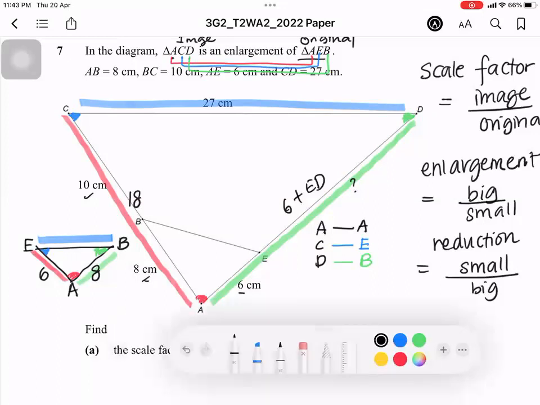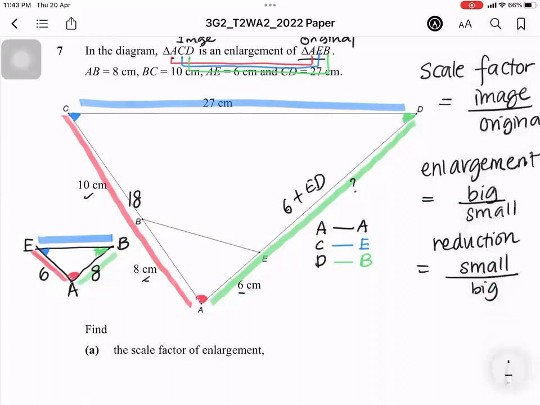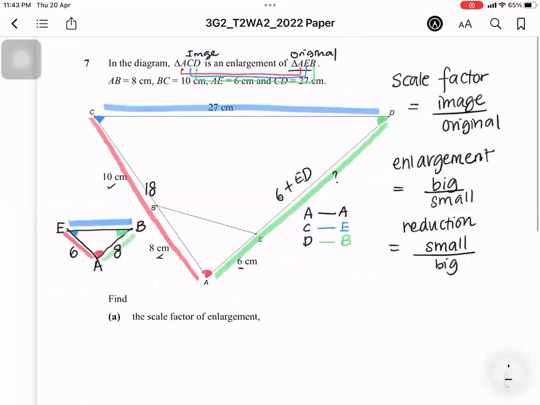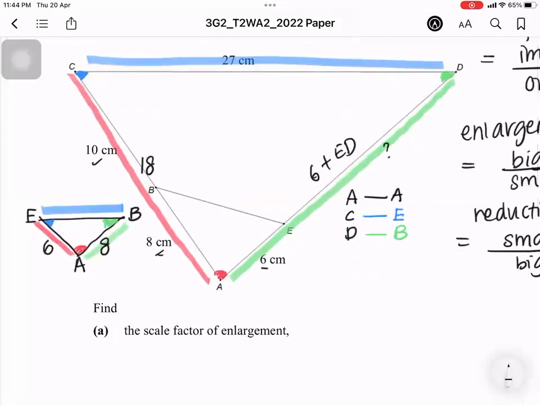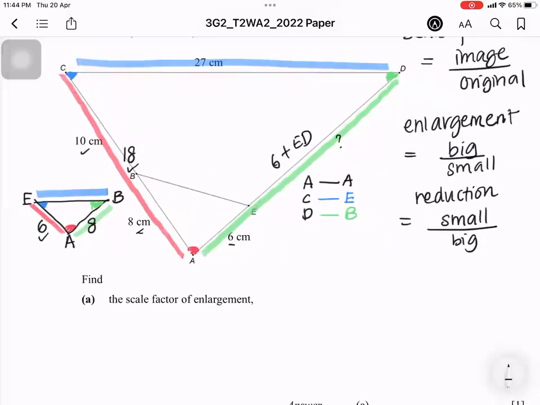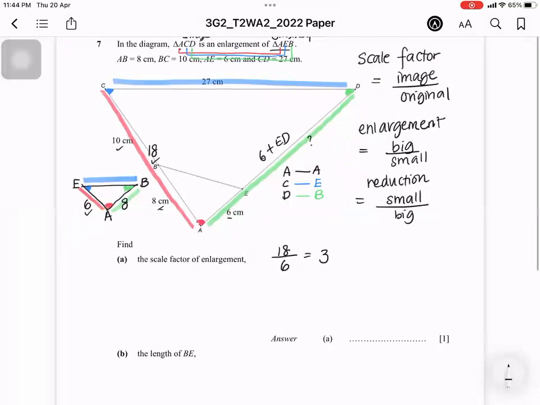I can try to find some answers. Question C, find the scale factor for enlargement. So enlargement, image over original. Enlargement became bigger, so it'll be big over small. Where is one pair of corresponding sides? The red one over here is a pair of corresponding sides where I know the values. So the scale factor equals big over small, 18 divided by 6, which gives me 3. So my scale factor answer is 3.